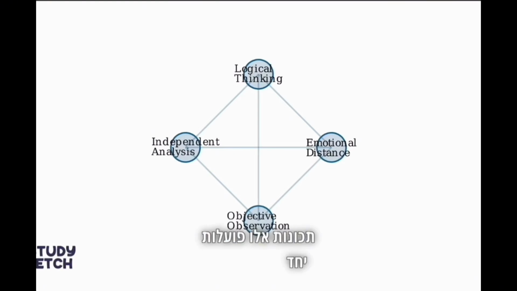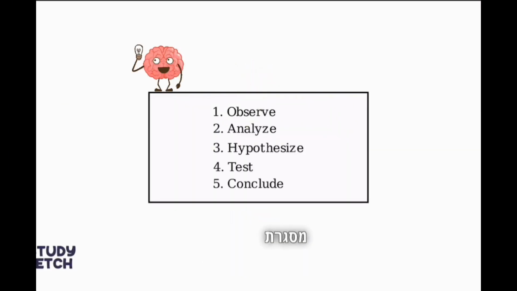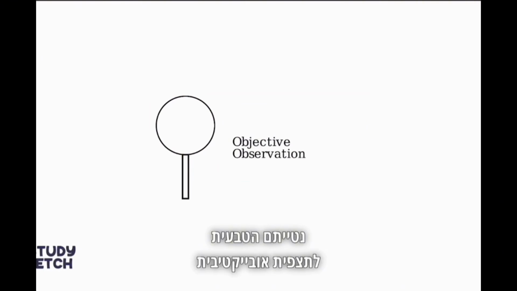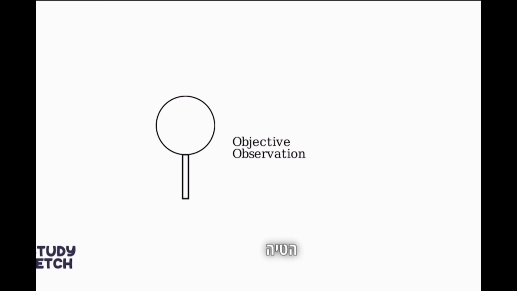These traits work together to create a unique approach to understanding and interacting with the world. The analytical monk approaches problems through a systematic framework, following a structured process of observation and analysis. Their natural inclination toward objective observation allows them to examine situations with minimal emotional bias.